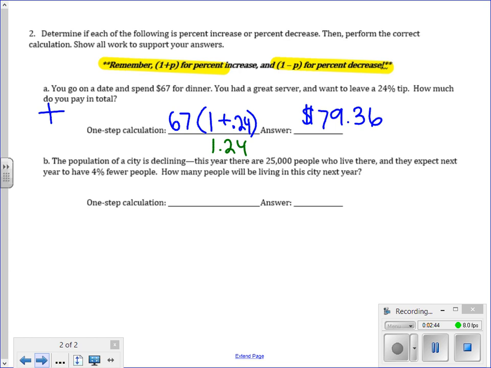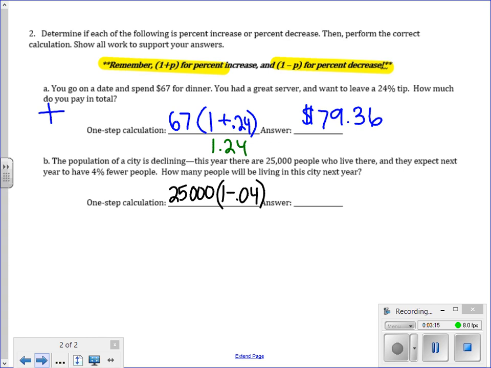Finally, 2B. The population of the city is declining. This year there are 25,000 people who live in the city, and they expect next year to have 4% fewer people. How many people are going to be living in the city next year? I'm going to start this out by knowing that I start with 25,000 people. Since this is declining, we're going to take 1 minus 4%, 0.04, to figure out what percentage of people or how many people are going to be living in the city next year.